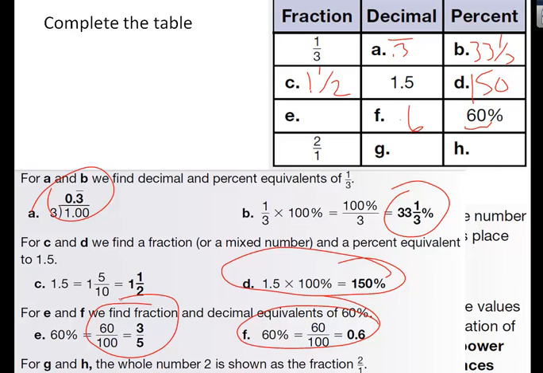On G, 2 over 1 is equal to 2. So our decimal is just going to be 2. You can put a decimal after that if you wanted. And percentage-wise, it's going to be 200%.